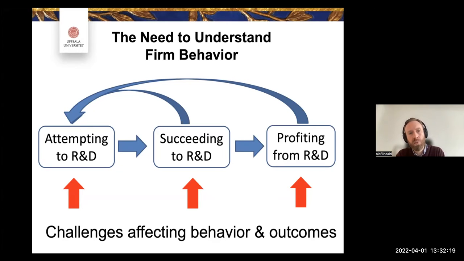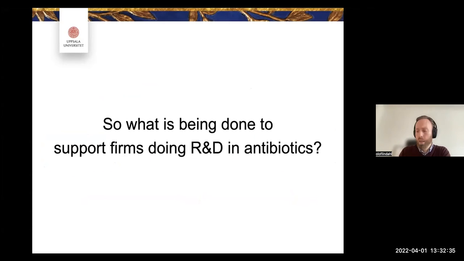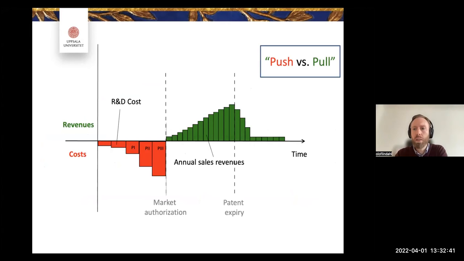Why do firms behave in a certain way? And how can that be affected or perhaps incentivized? How can the willingness of firms to innovate in antibiotics be further stimulated or motivated? So what is being done to support firms doing R&D? Well, you can very briefly understand it by thinking about push and pull.